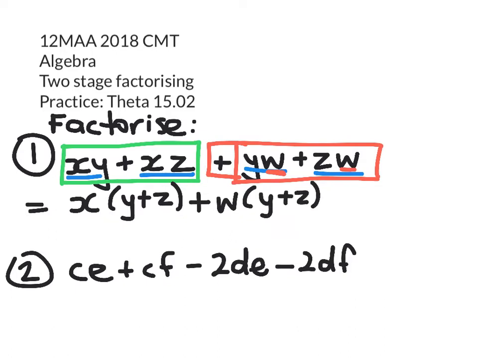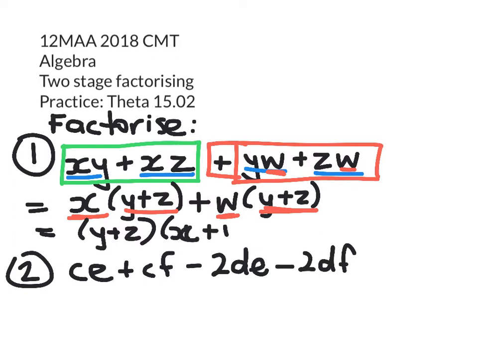If we look at those two parts of the expression now, I've got x here times y plus z, and then I've got w times y plus z. So I've now found a common factor of y plus z. So the next step is to put it all together and write it like this: y plus z times x plus w. So that's how you do two-stage factorising.